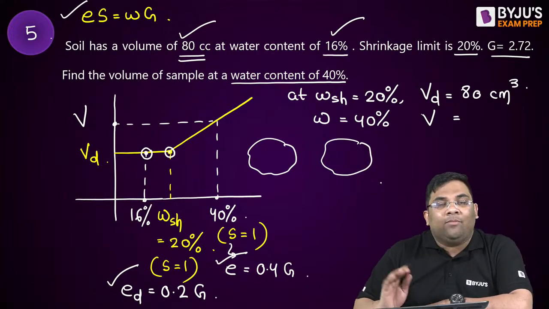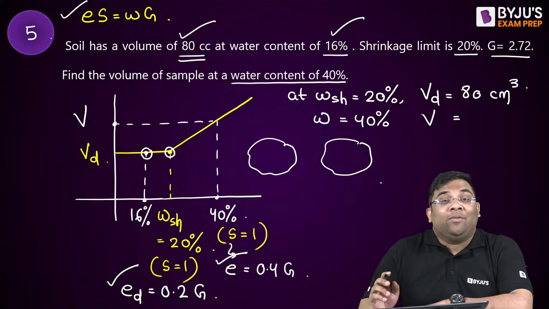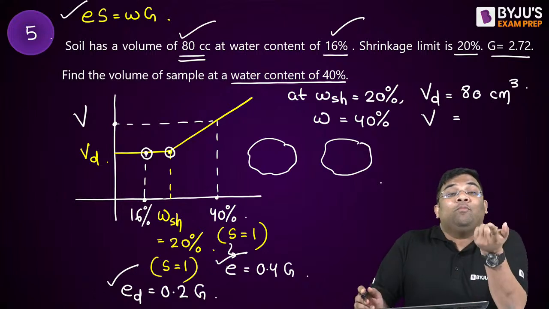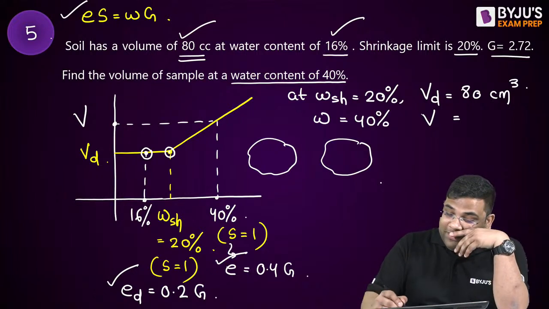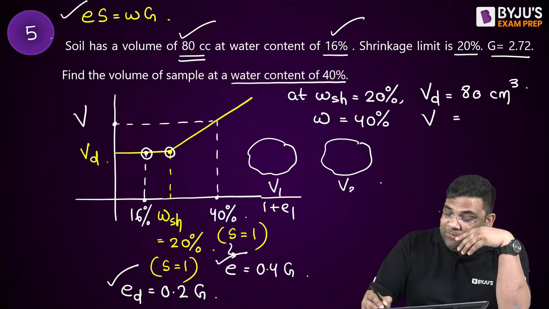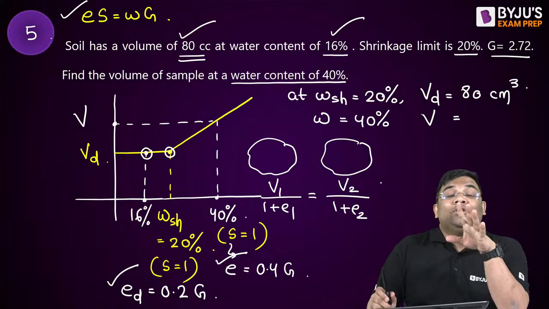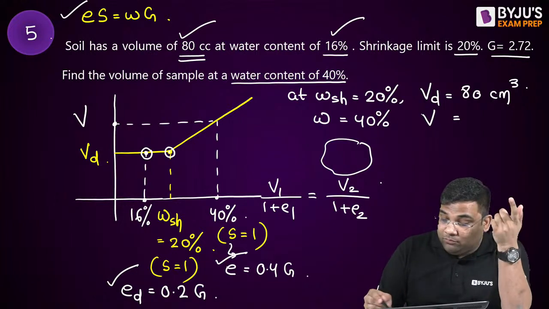But what is constant? The volume of solid will be constant, right? And the volume of solids is what? Total volume by 1 plus e. So for this one, volume of solid will be V1 by 1 plus e1, and for this, it will be V2 by 1 plus e2. So if you equate them, what will we get? V1 by V2 is equal to (1 plus e1) by (1 plus e2), right?